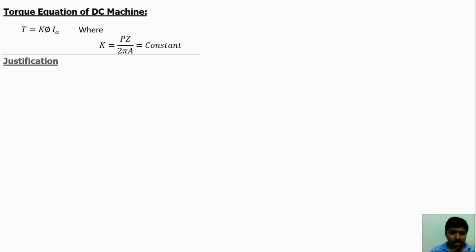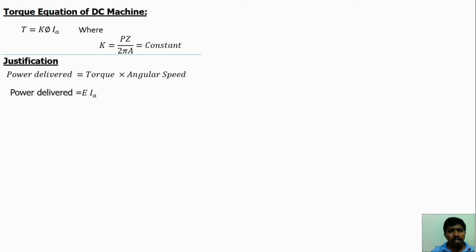So the justification is, we know that power delivered is equal to torque into angular speed. This is a basic equation. For the DC machines, what is the value of power delivered? Here power delivered is equal to voltage into current. Here voltage means induced EMF, current means armature current, so power delivered is E into Ia.